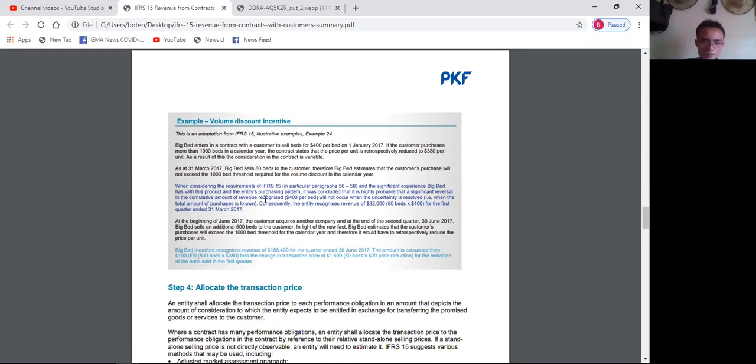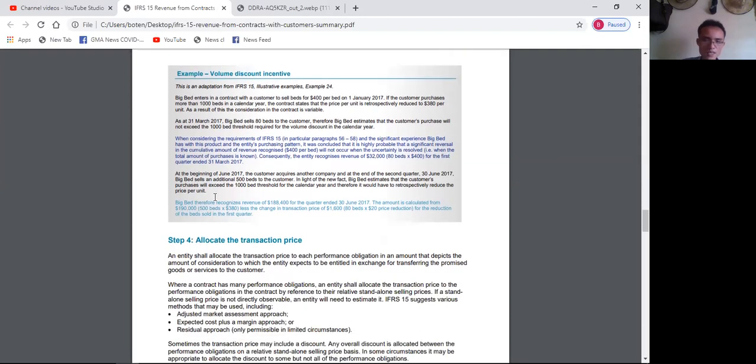Okay, so that is placed here. To compute the revenue, that's 80 times $400, that is $32,000. So if we will be asked how much is the revenue at 31st of March 2017, that's going to be $32,000.